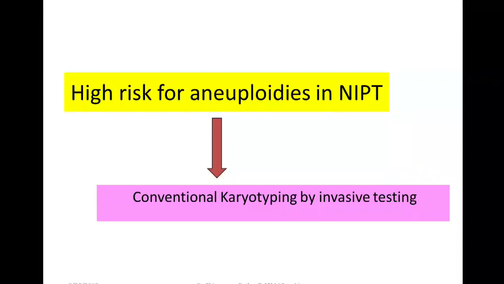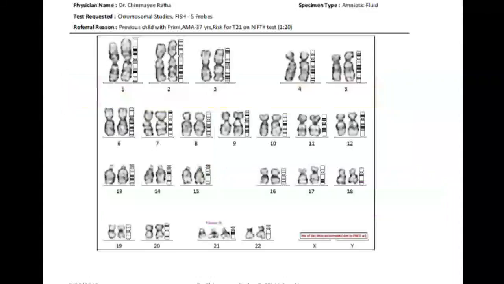In this case, the invasive testing is justified by the fact that the chance of finding trisomy 21 is more than 1 in 20, which is much more than her presumed risk of miscarriage as such, and therefore conventional karyotyping was done, and we did confirm that it was a standard trisomy 21, and the patient could go ahead and take her decision based on this.